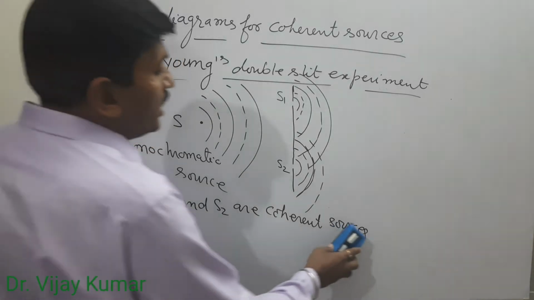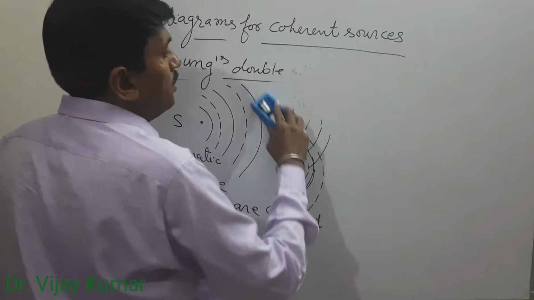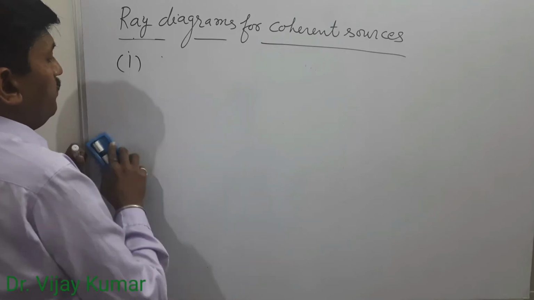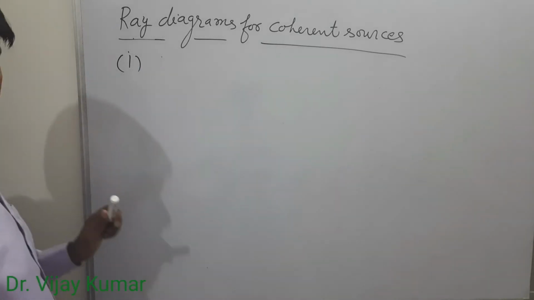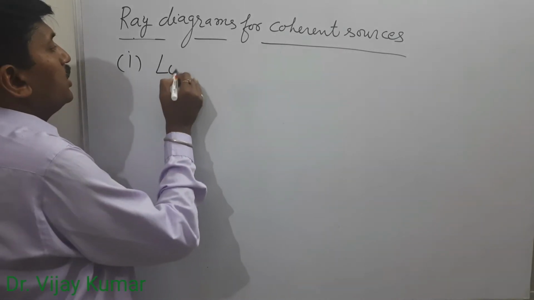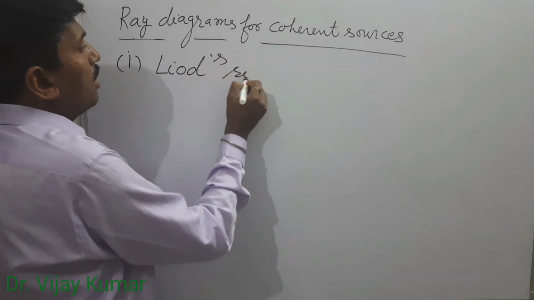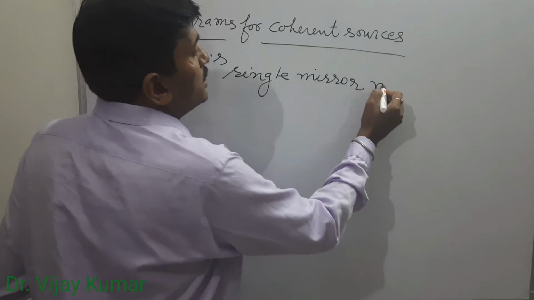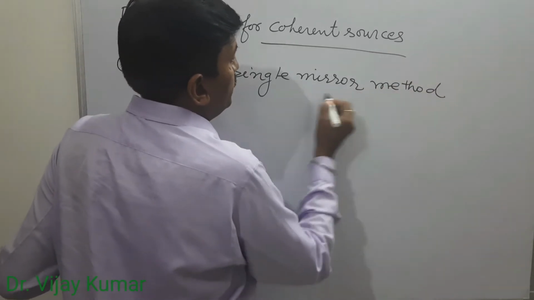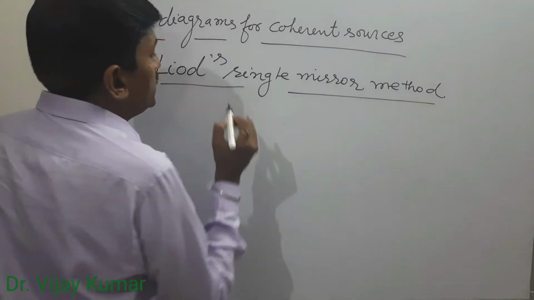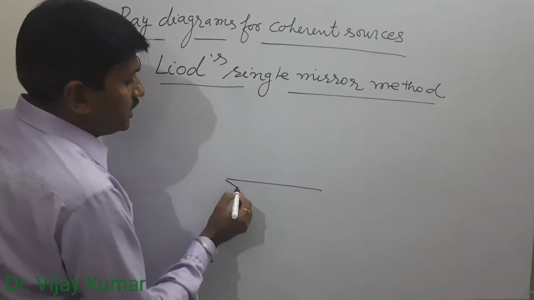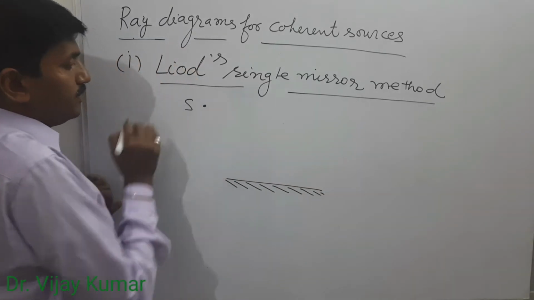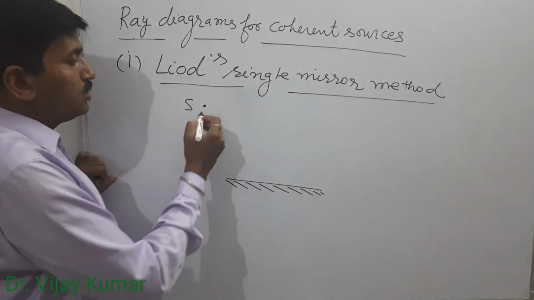And now the second method. The second method is Lloyd's single mirror method. In this method we use a single mirror. Suppose this is a single mirror, this is a source, and it should be a monochromatic source.